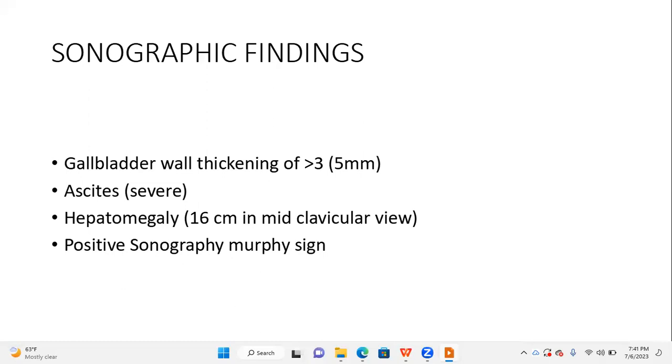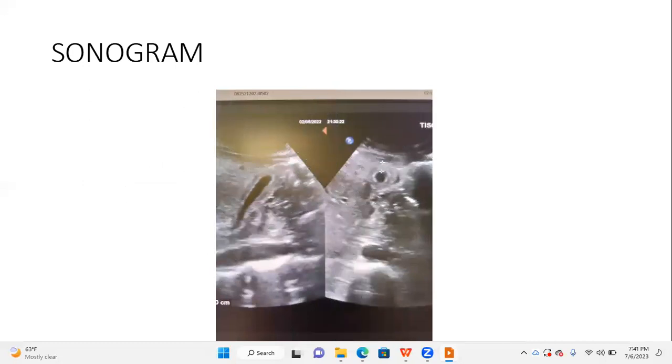A positive sonographic Murphy sign is increased pain or discomfort that the patient experiences during deep inspiration when the sonographer applies pressure using the probe or the transducer on the location of the gallbladder. So these were the images.